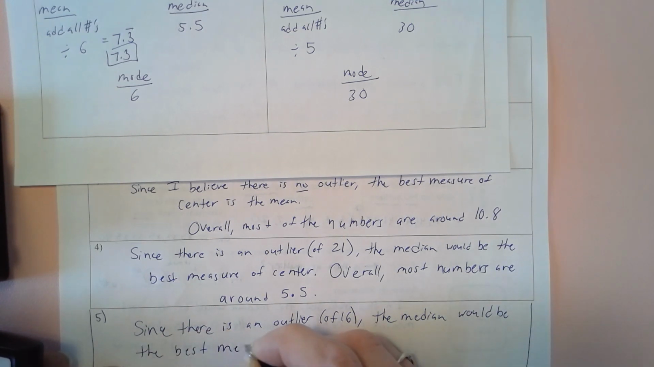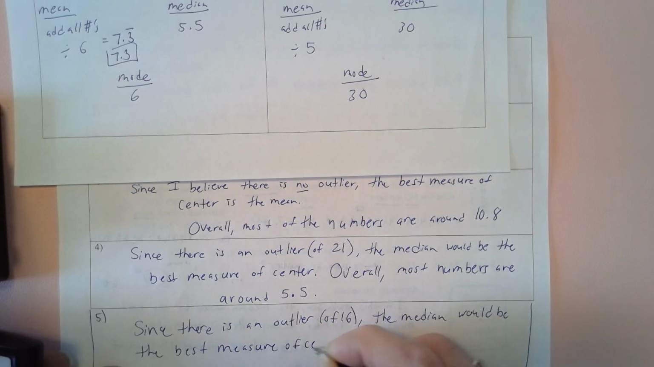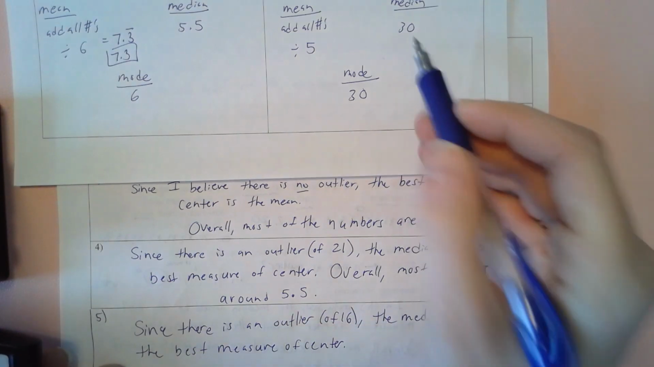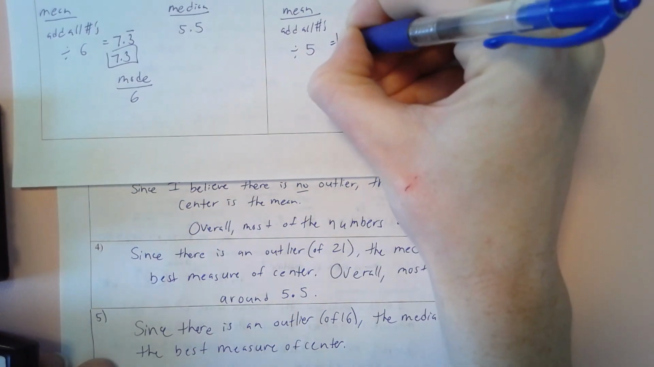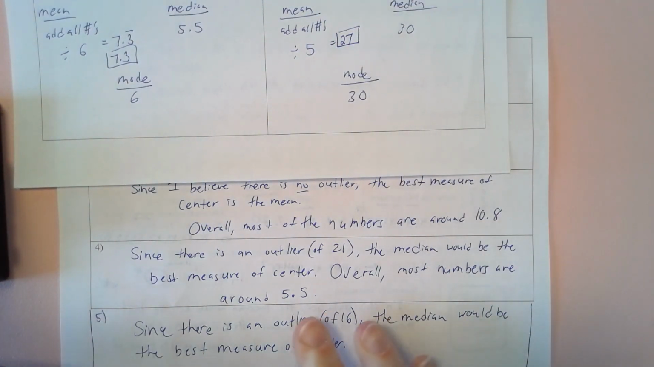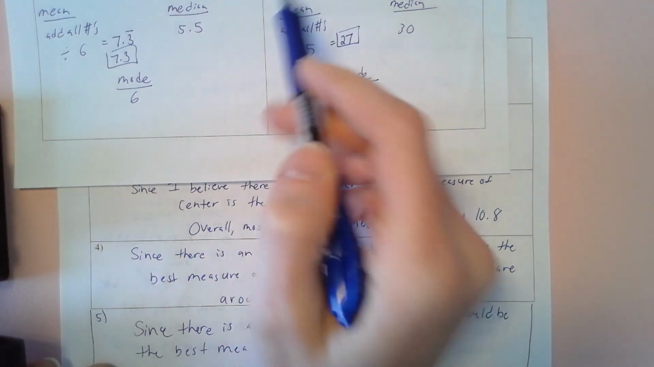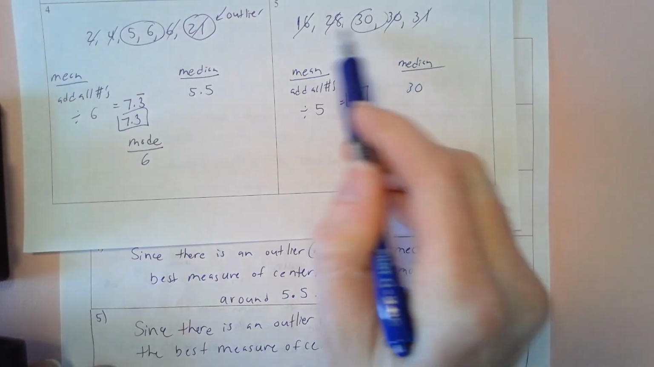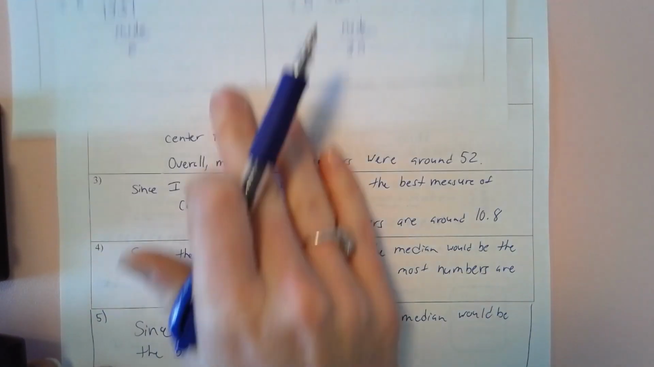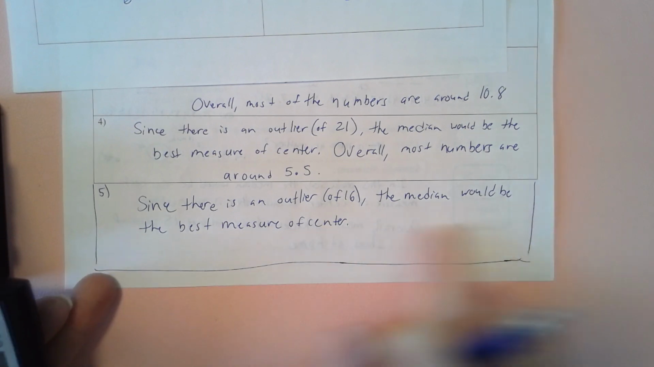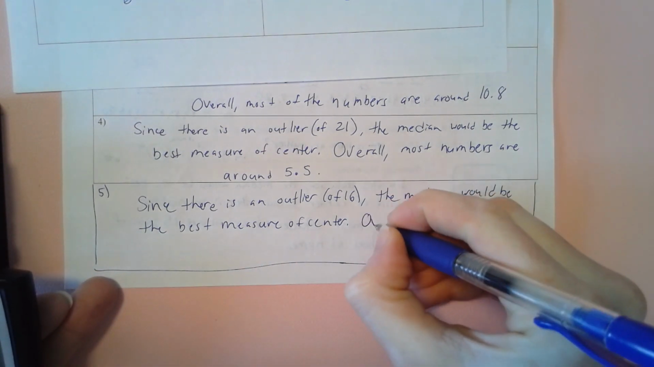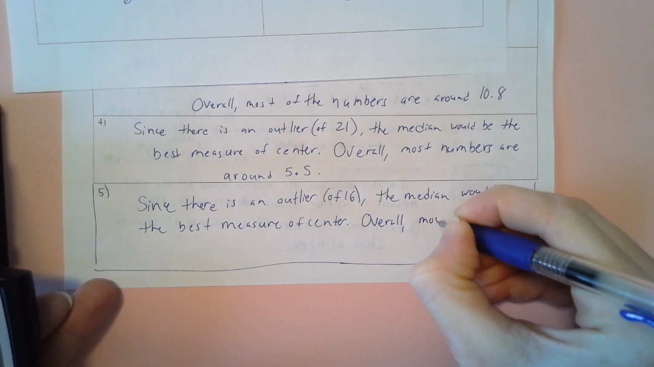So I'm going to look at my median again. If you look at your average, calculating it right now, notice the mean is 27. So the median and the mode are 30 because the 16 brought the average down. Okay, so since there is an outlier of 16, the median would be the best measure of center. Overall, most numbers are around 30.